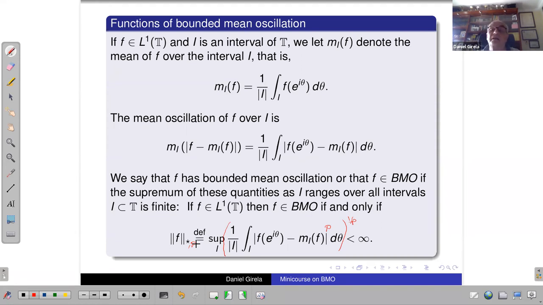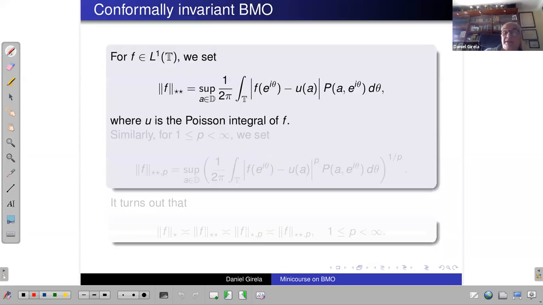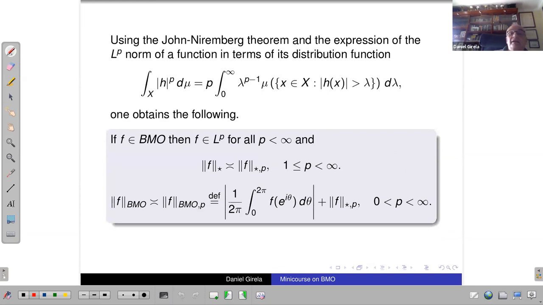And actually, as I said, using the John-Nirenberg theorem and this expression of the L^p norm in terms of the distribution function, what we get is that this is equivalent to what we call F star. F star was taking here p equal to 1. So, in particular, this tells us that BMO functions are in all L^p spaces, and all these norms are equivalent. This is the norm with p equal to one, and then this is when we take L^p.